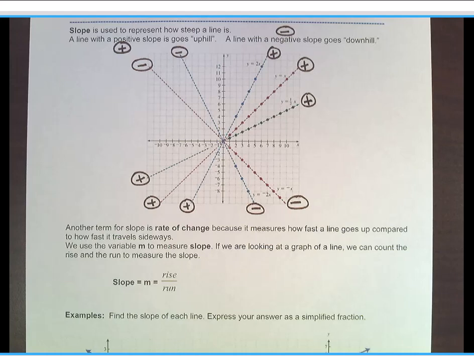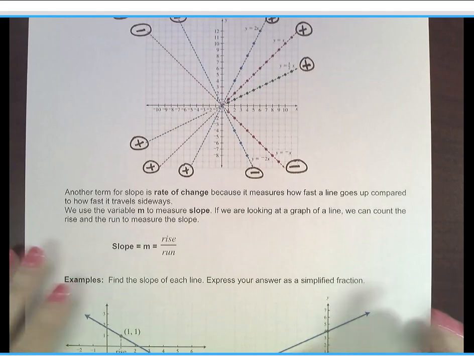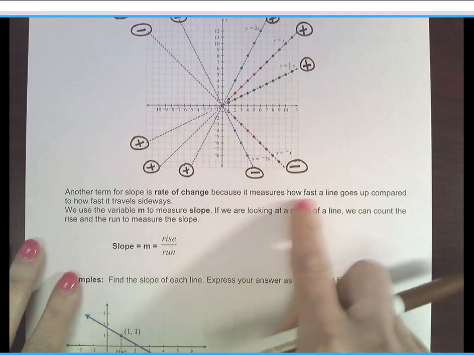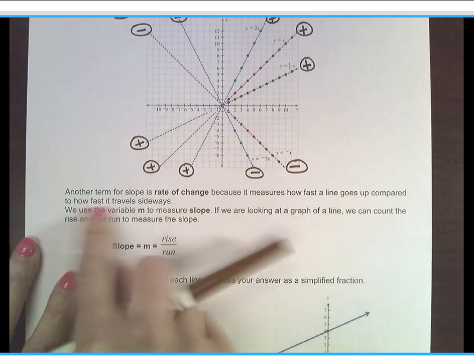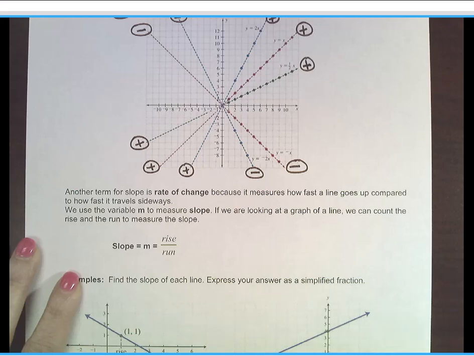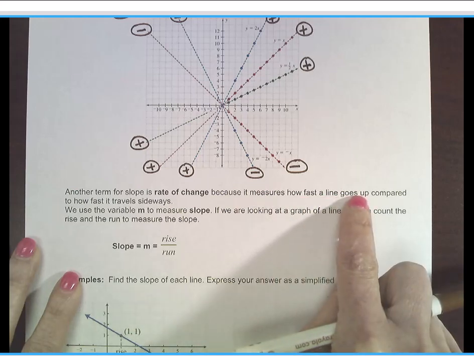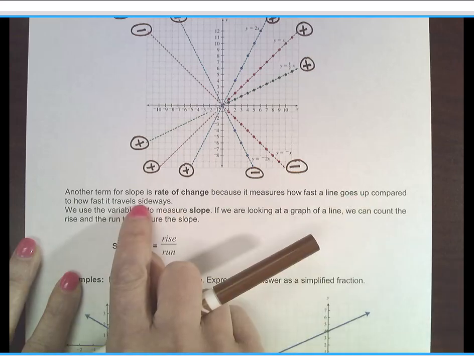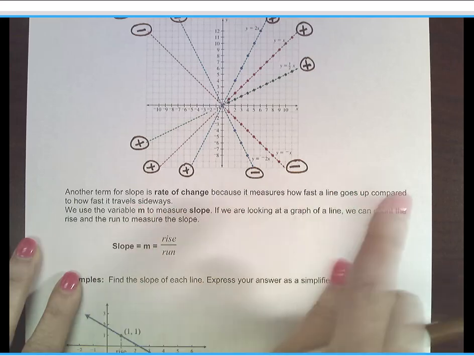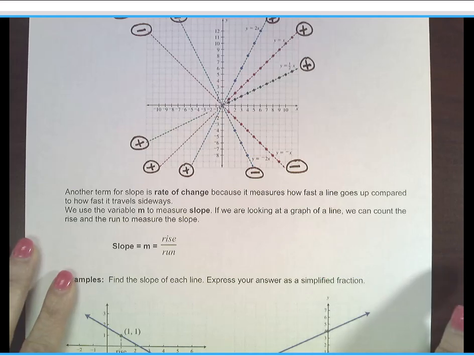So then how do you figure out the number, the amount of the slope? Well, another term for slope is rate of change, because what slope measures is how fast a line goes up compared to how fast it travels side to side, or sideways. So how fast it rises compared to how fast it runs. Those are generally called rising and running. Those are the two words we use for slope.